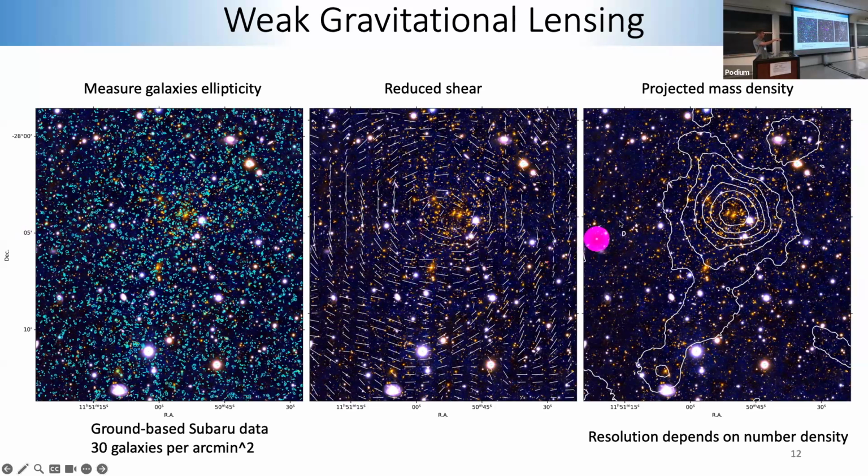And then through a convolution, we can recover the projected mass density map. And this is one of the most massive clusters in the universe. It's a few times 10 to the 15 solar mass cluster. And the resolution that we can achieve in this mass map is very dependent on the number density of galaxies that we're able to measure. And for ground-based observing, like with Subaru, we get about 30 galaxies per arcminute squared.